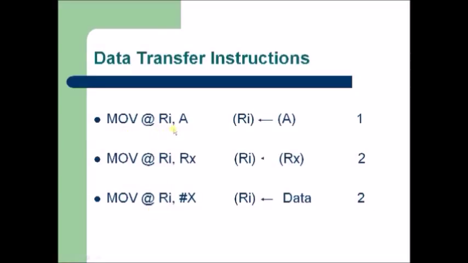MOV @Ri, A: the contents of A get copied into the location specified in the Ri register. MOV @Ri, Rx: the contents of Rx get copied into the location specified in the Ri register. Similarly, MOV @Ri, #x: the immediate value gets copied into the location specified in the Ri register. Here Ri can be either R0 or R1.